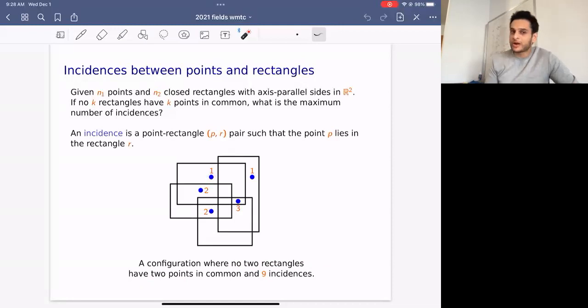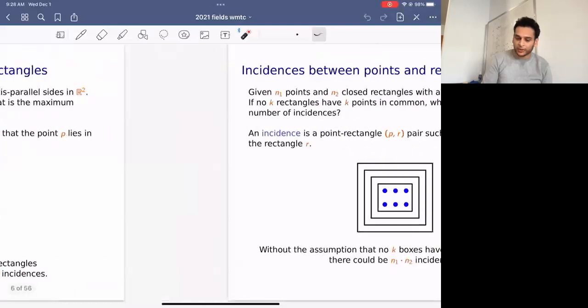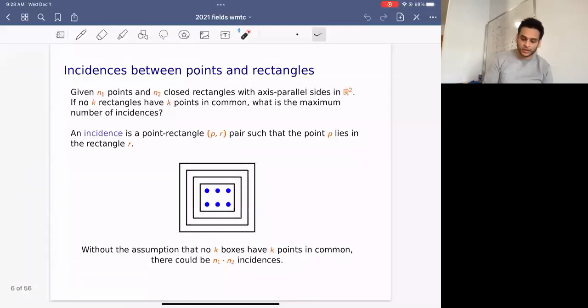We want to count the number of incidences, and the question is, why should there even be a non-trivial bound? We do need a condition like this, that no k rectangles have any k points in common, because if not, I could just take a bunch of nested rectangles, put all my points in the innermost one, and then I have the maximum possible number of incidences.